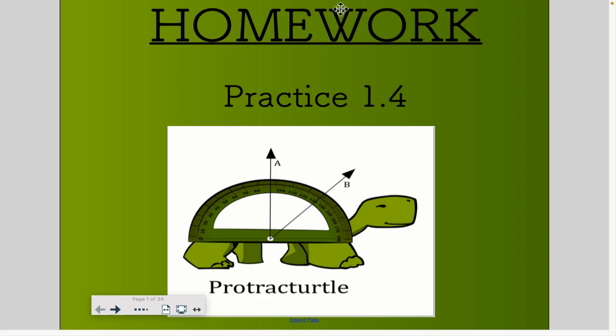Okay, when is the last time you used the protractor? Was it years ago? Or is it fourth grade? Fourth grade? I don't remember how to do this. Don't worry, we'll go over it. Okay. Alright.